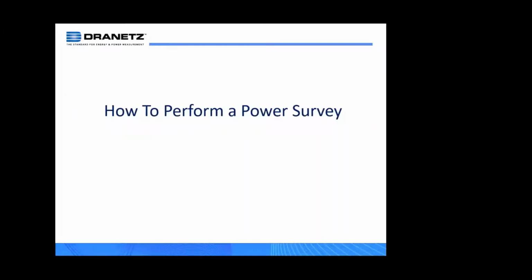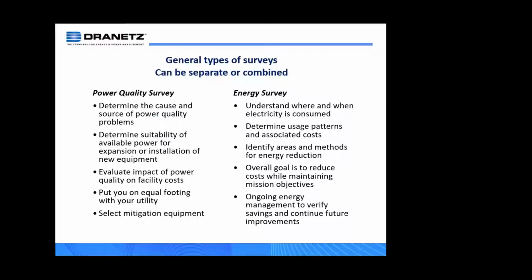So let's talk about how to perform a power survey. And there's different types of surveys. They can be separate, they can be combined, depending on what your application is. And most of the time we hear power quality, because there's a power quality event, or you have suffered a power quality event that's actually caused what we call an economical impact. And so when you perform a power quality survey, obviously, you're determining the cause and the source of the problems.